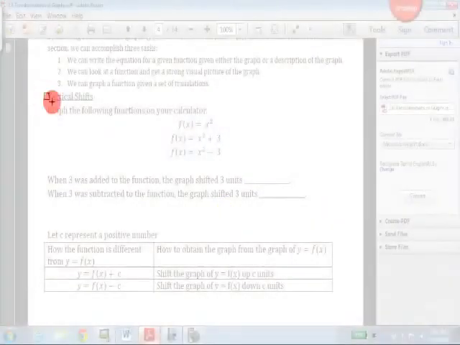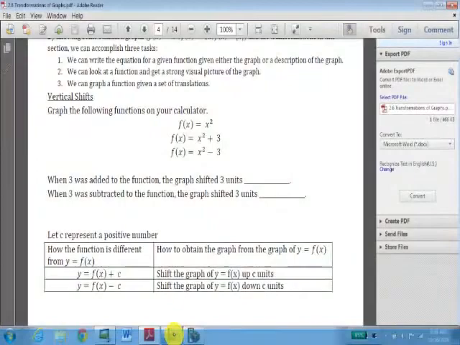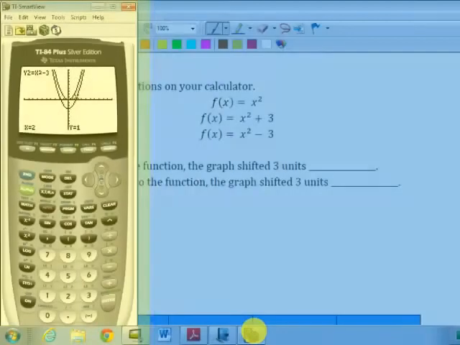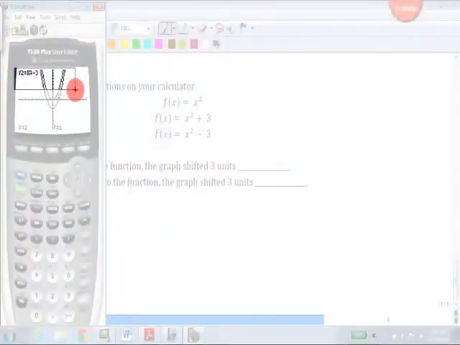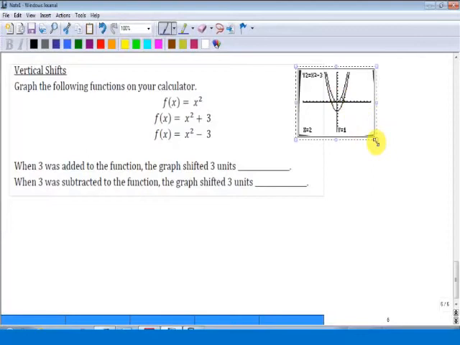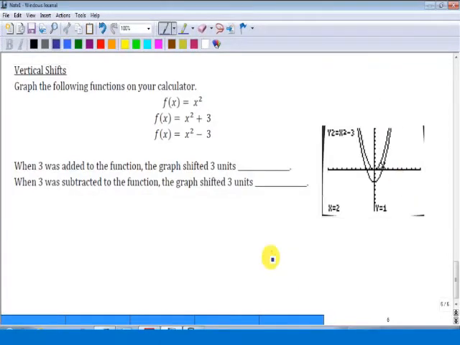So probably paste that there. And we kind of filled in those blanks, I guess. But there's at least a portion of it there. So when 3 was subtracted from the function, or from the expression defining the function, the graph shifted 3 units downward. That's what happened. The other one, of course, was upward.